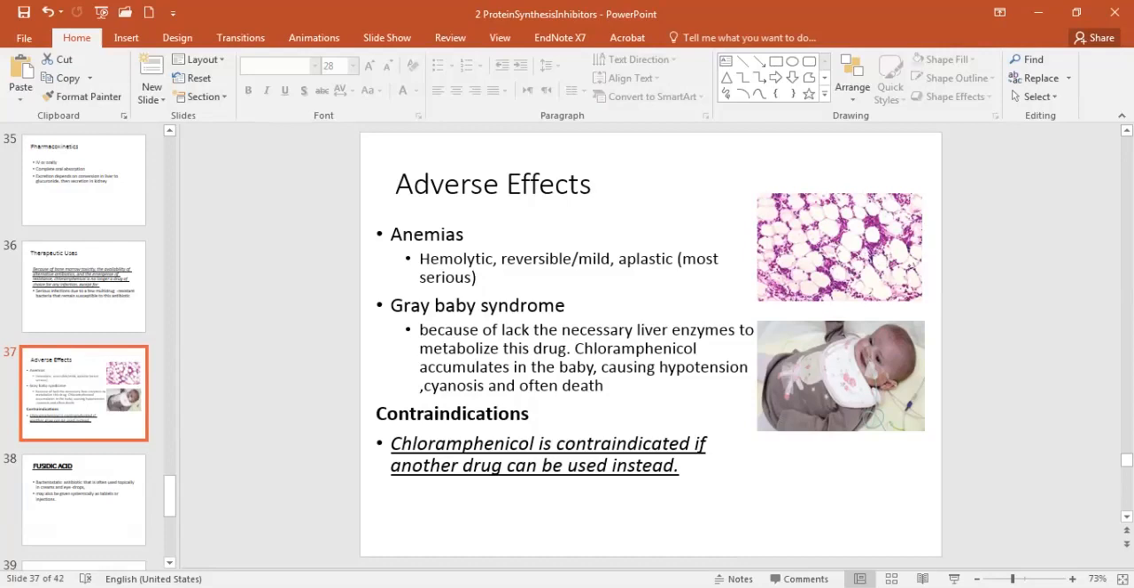There is also gray baby syndrome. What is gray baby syndrome? Because of the lack of necessary liver enzymes to metabolize this drug, chloramphenicol accumulates in the baby causing hypotension, cyanosis and often death. Therefore avoid using such a drug in babies. Contraindication: it is contraindicated if another drug can be used instead. Simply, if you have another choice of alternative antibiotic, chloramphenicol becomes contraindicated because its side effects are very serious.